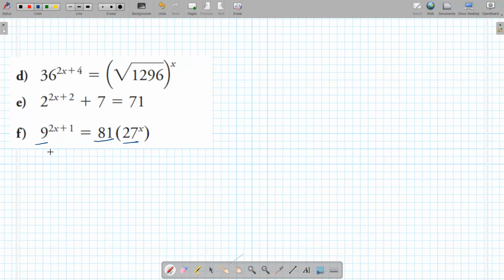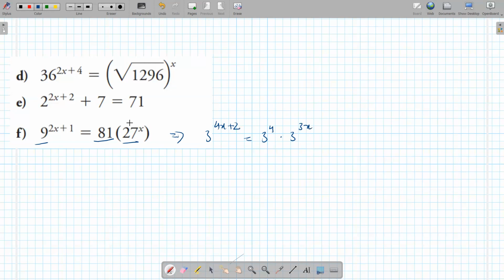How can we write it? It's 3. You write all of them in powers of 3. 3 power 2, right, for 9? Like this. What about 81? 3 power what is 81? 3 to the power of 4. What about 27? 3 to the power of 3. Right, so 3, and then there's an x, so it becomes 3 to the power of 3x.